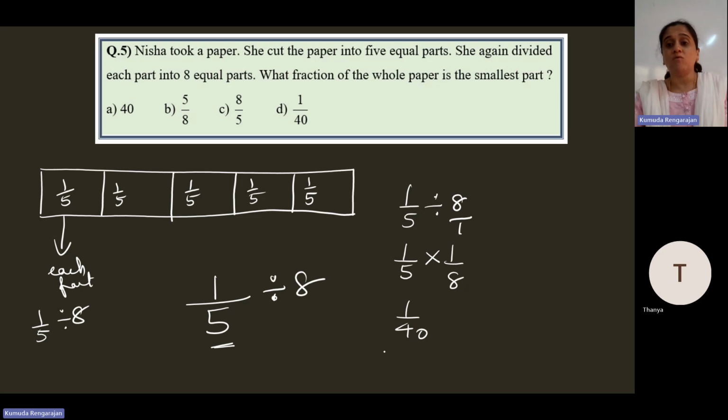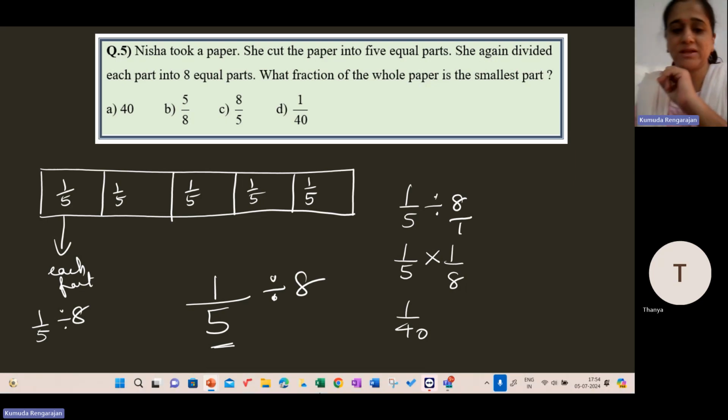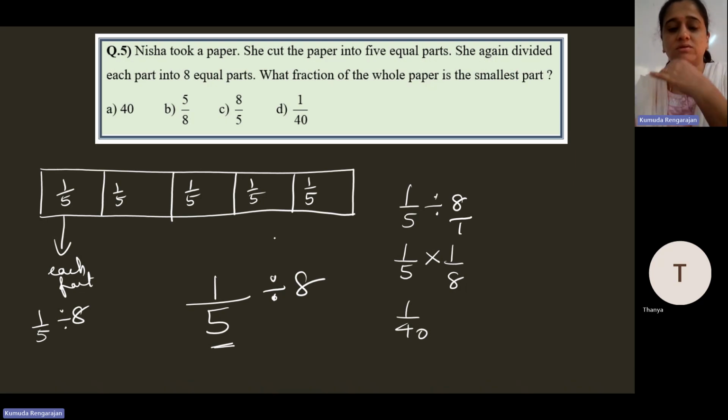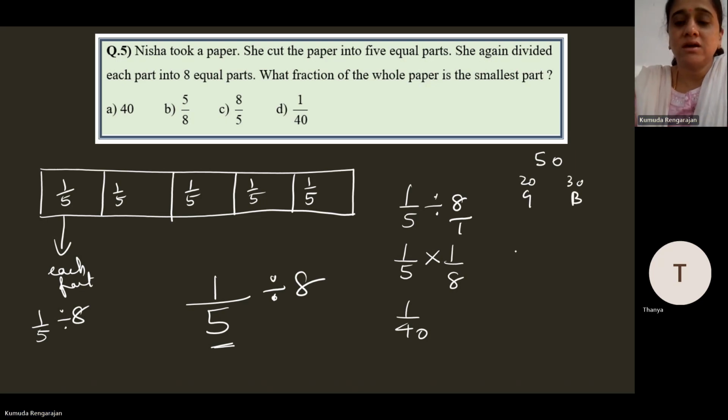Now the question is, what fraction of the whole paper is the smallest part? Let me explain that. I'll repeat the explanation, so don't worry if you're not very comfortable with the answer. Listen now. Supposing in a class of 50 students, 20 are girls and 30 are boys. How do we answer this question? Supposing the question is: what fraction of the class are girls?